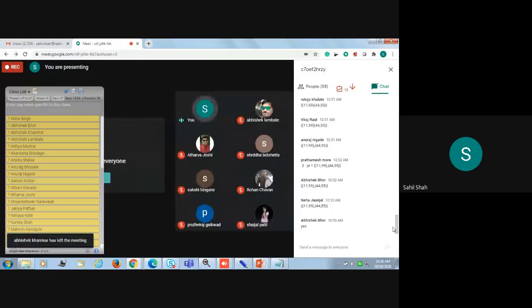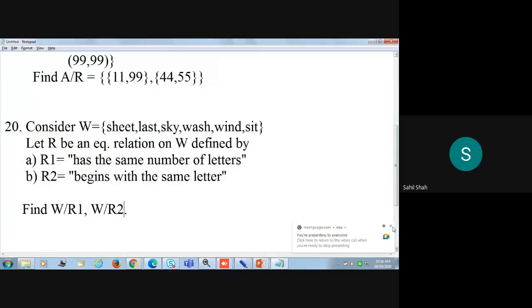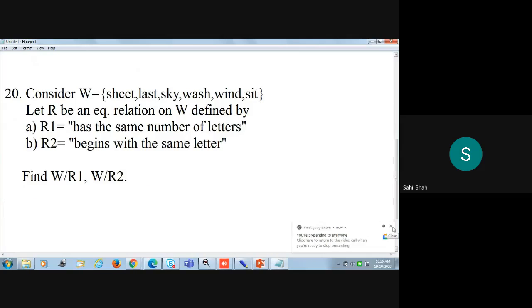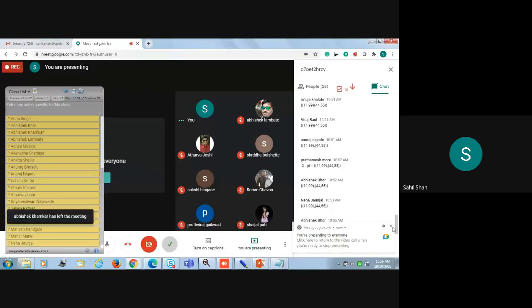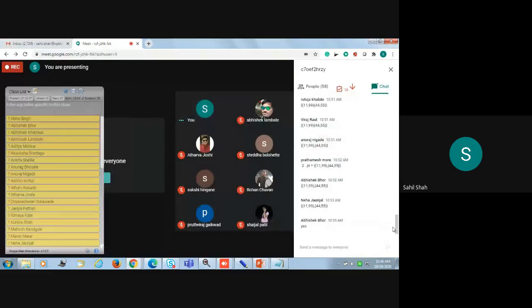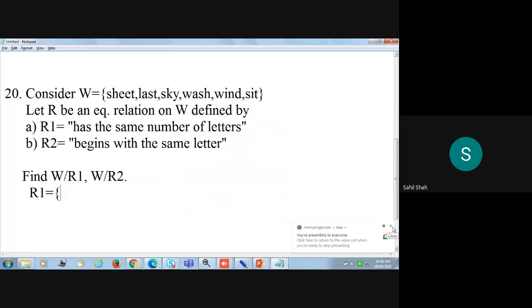Any answers? Okay, first of all, before going for the answers, can you tell me what are the elements of R1? Which pairs will we have in R1? Tell me the pairs. What is the relation?